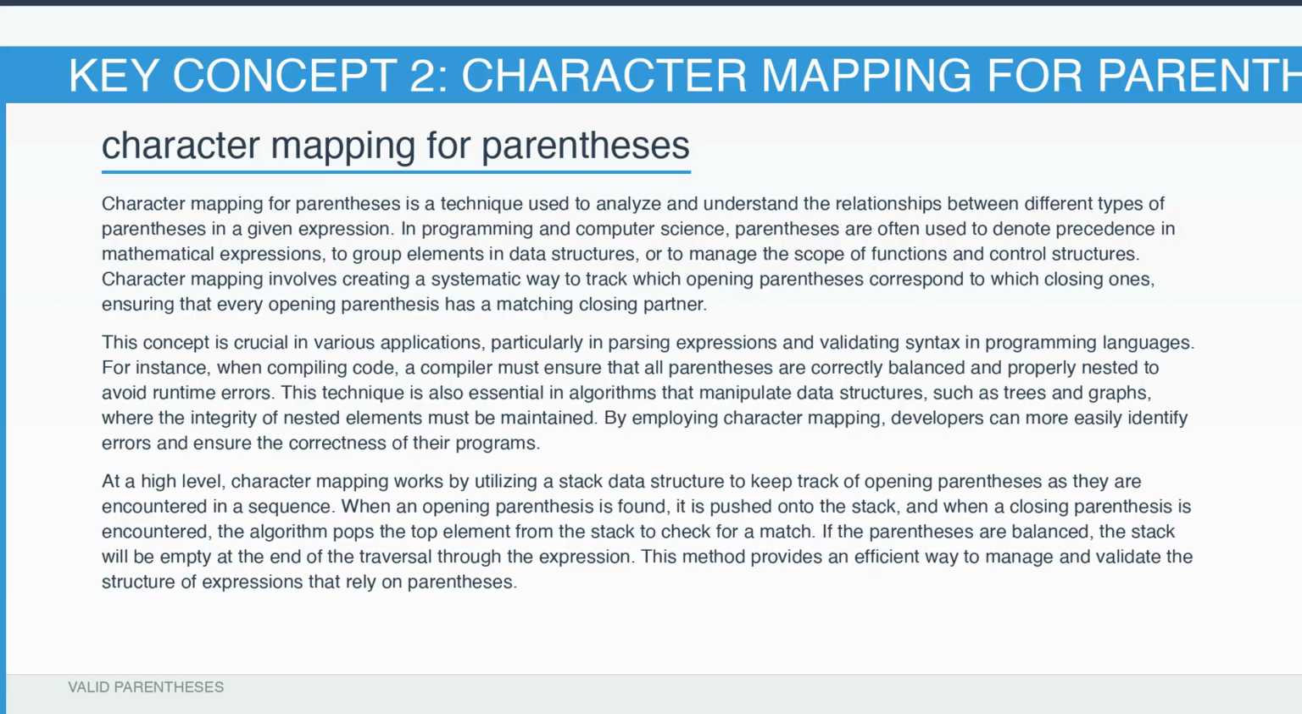prevent runtime errors. The method commonly used for character mapping involves a stack data structure. As we encounter opening parentheses, we push them onto the stack. When we find a closing parenthesis, we pop the top element off the stack to check for a match. If the parentheses are balanced, the stack will be empty by the end of our expression. This efficient technique helps developers catch errors and maintain the integrity of their programs.